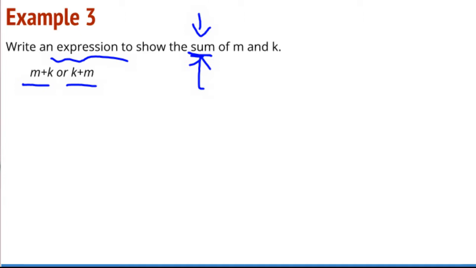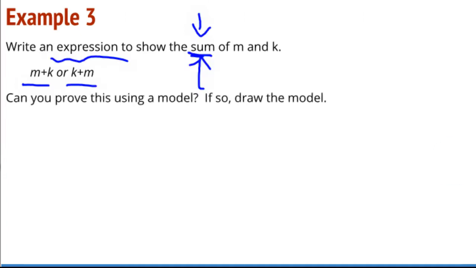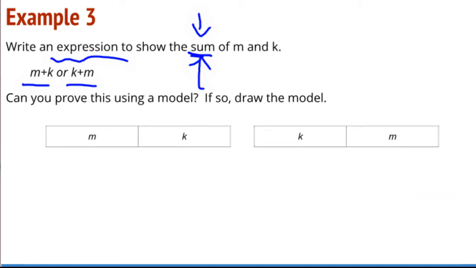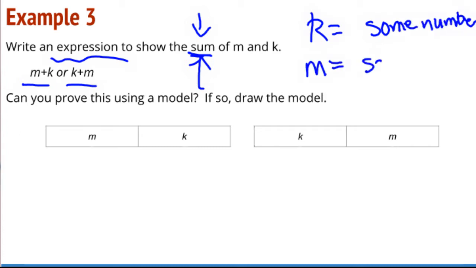Can you think of a way to represent this with a model? M plus K or K plus M? Well, hopefully after the last example, you're thinking, well, I need a piece that is going to be M and a piece that's going to be K. Of course, I would love it if you actually had K is some number and M is some number.